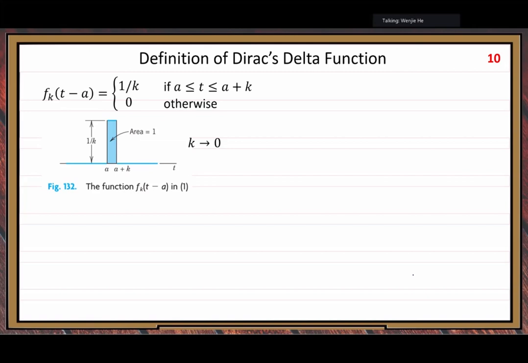when k approaches 0, what is the limit of this function? That's questionable. The limit of this function. Does it exist? Because when you talk about limit, the first thing you need to answer is, does the limit of the function exist or not? That's a big question. So actually, the limit does not exist.